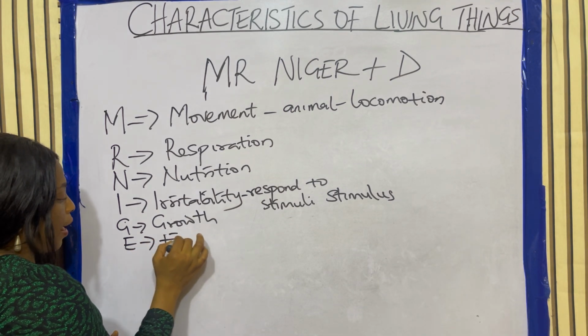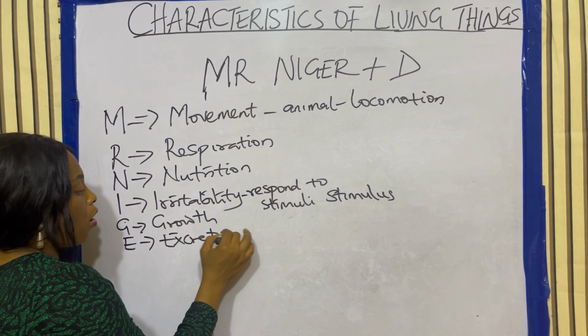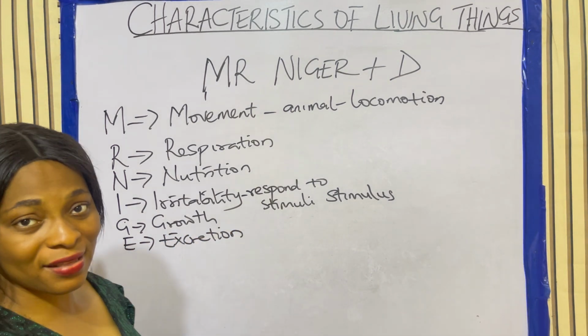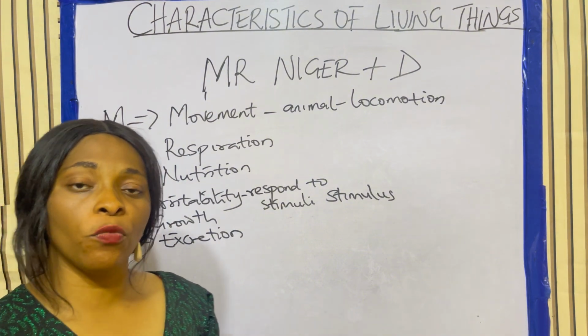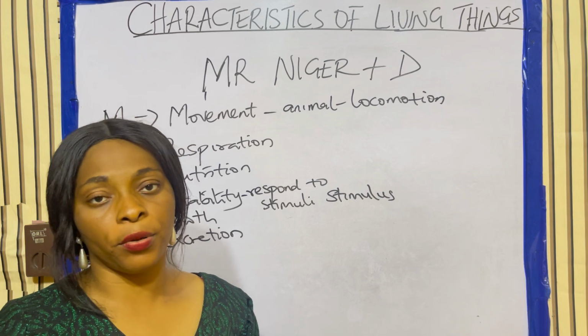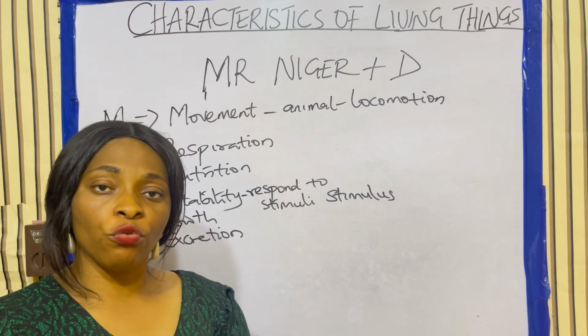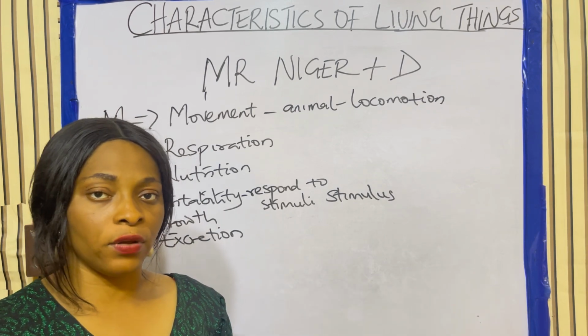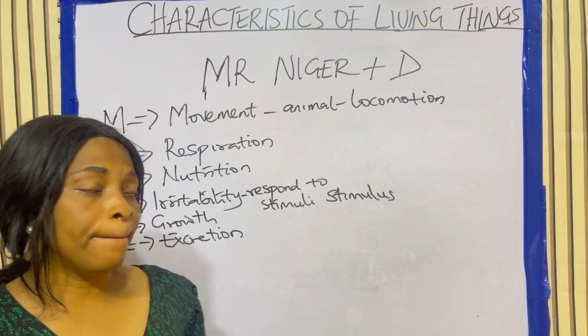The next one, E. E stands for excretion. All living organisms excrete. Excretion simply means removal of waste products of metabolism that are toxic to the body. So all living organisms remove waste products out of their body so they can function better.